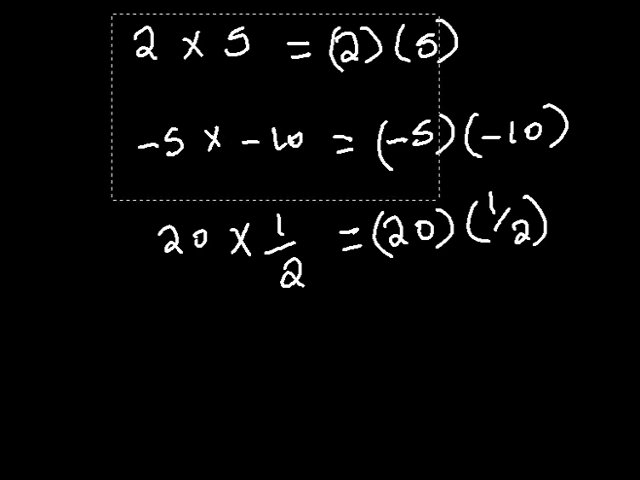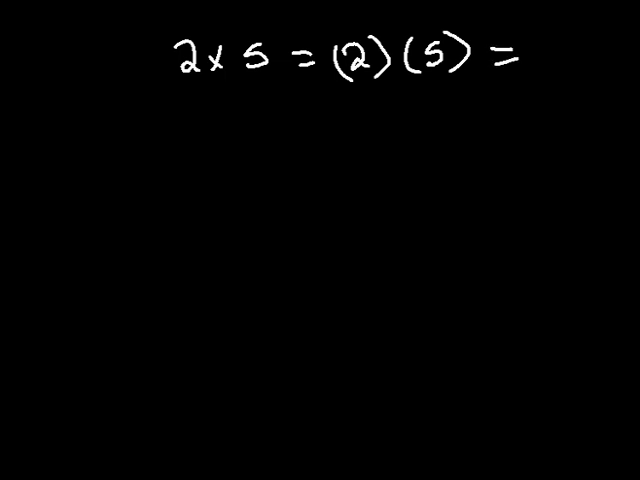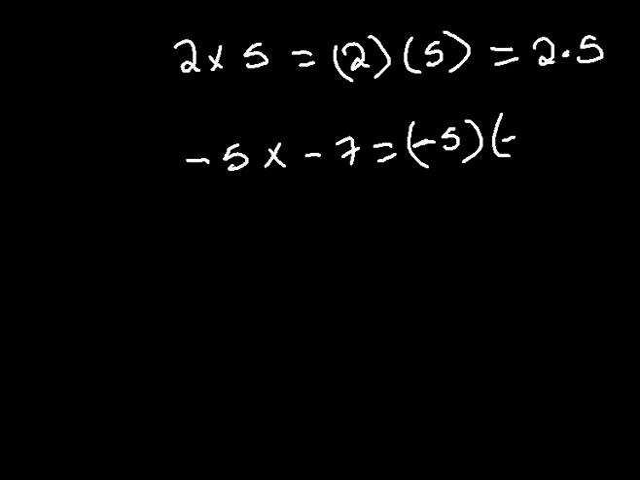Apart from that, we can also present the multiplication case using the decimal point. So having, let's say, 2 times 5, we understand that this is the same as having 2 in the brackets and 5 in the brackets, but also this is the same as having 2.5, which means 2 times 5. And we can also have negative 5 times negative 7. Of course, this is the same as negative 5 and times negative 7.